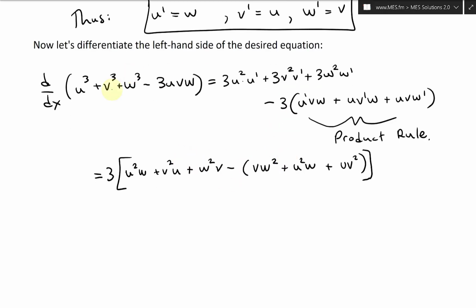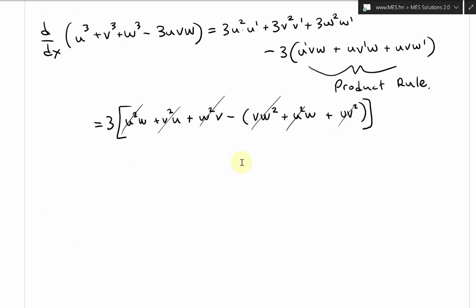So if you take a look at this, what we can cancel, and this is subtracted by, so we have a u squared w, this cancels with this. We have a v squared u, and u squared v, that's the same thing, those cancel. And then we have a w squared v, w squared v. So those cancel, and the 3 is 3 multiplied by 0. So in other words, all these cancel, and this all equals 0.